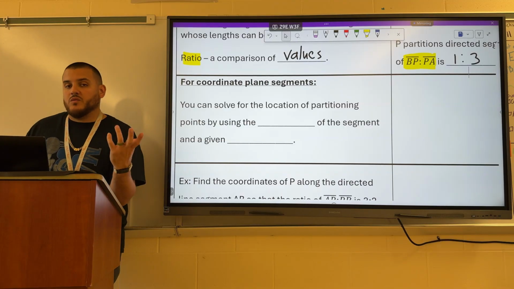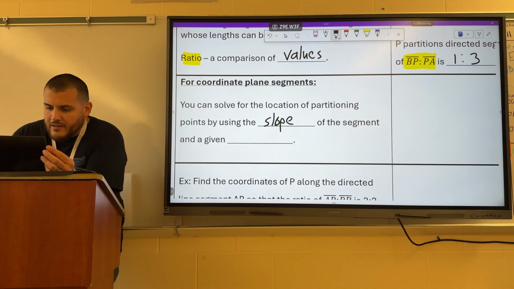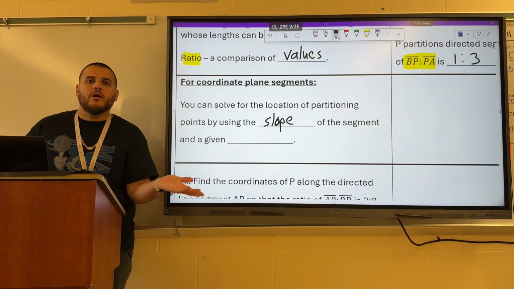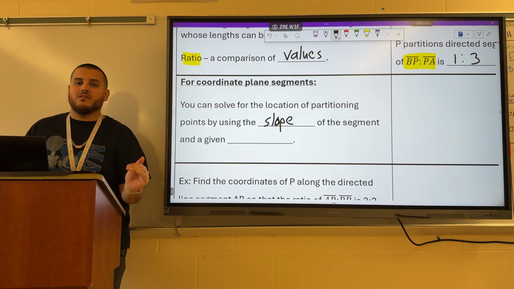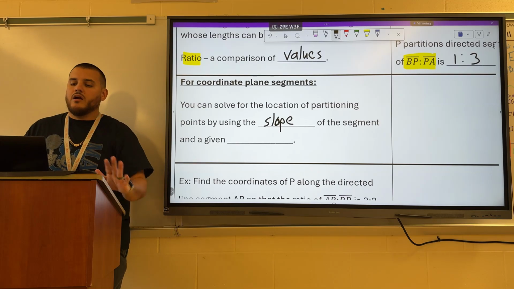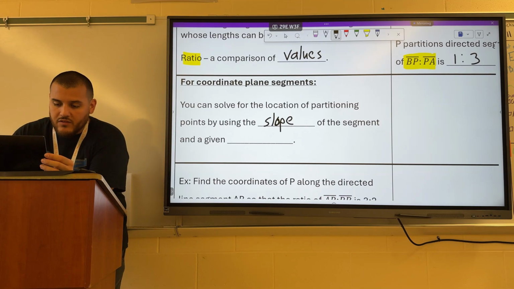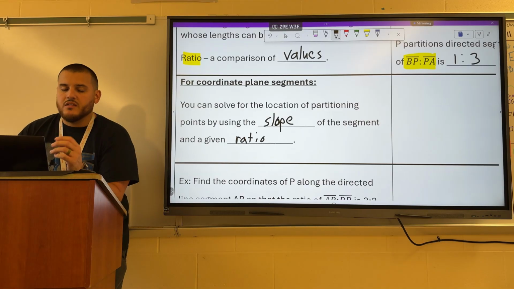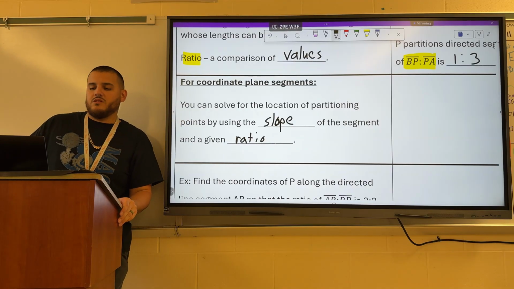We can solve for those locations by using the slope of the segment. The slope really is technically how far away our points are. It's rise over run. It tells us how far up or down our points are from each other and how far left and right our points are from each other. So we can use that slope along with a given ratio for how the segment's been partitioned to find the points that split them into these specific ratios.